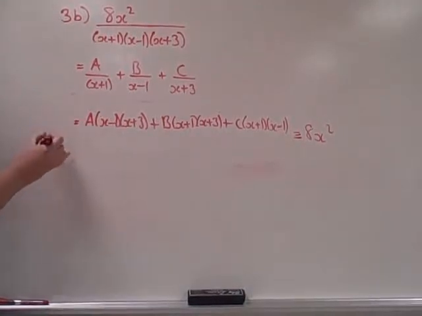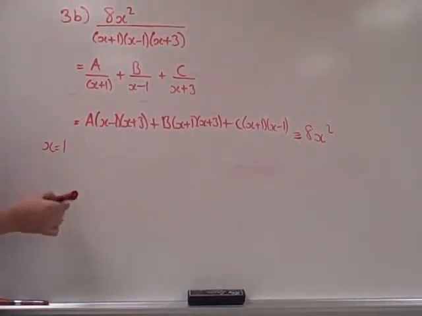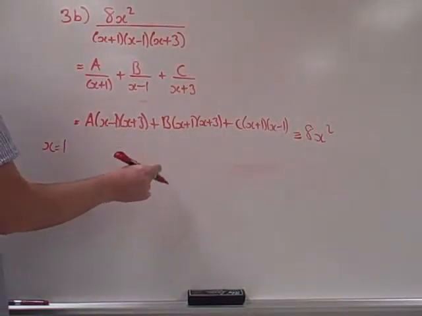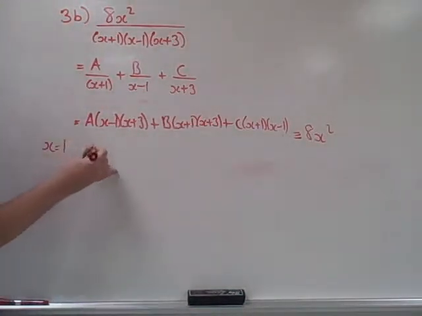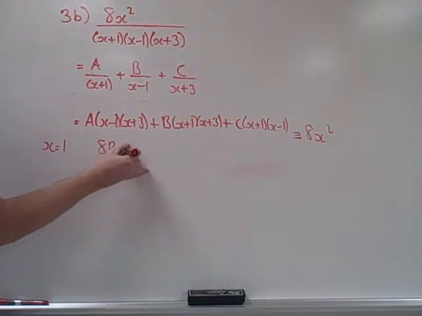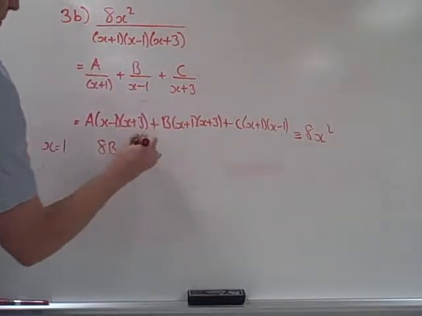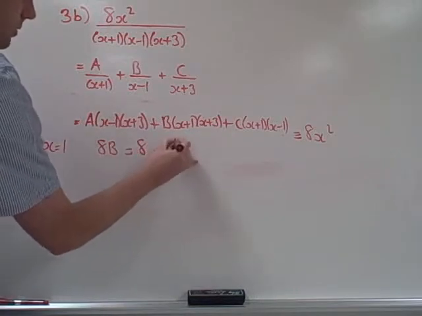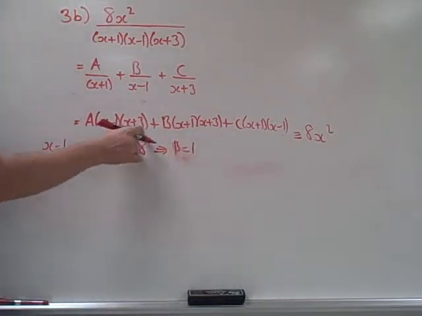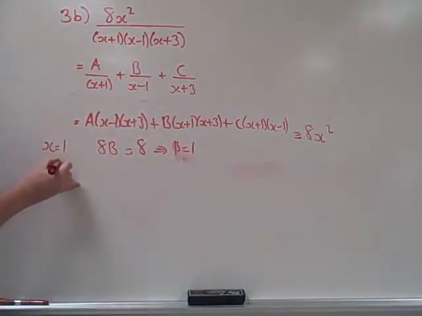So I notice that 1 makes this first set of parentheses equal to 0. So if I plug 1 in here, this becomes 0. If you plug 1 into here, we get 2 and 4. So 2 times 4 is 8. So 8b equals 8 times 1 squared, which is 8. Therefore, b equals 1.